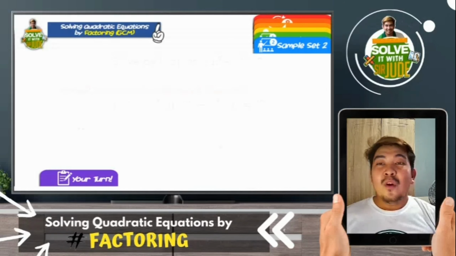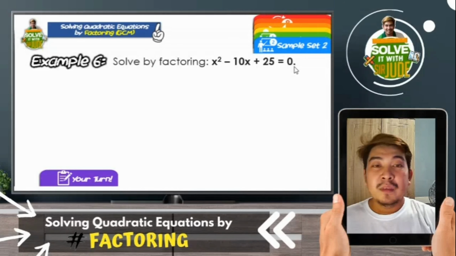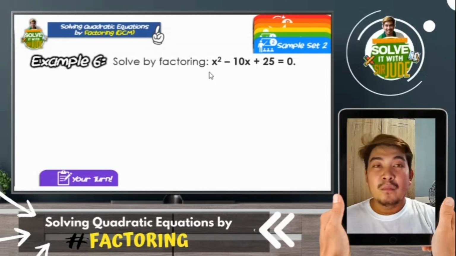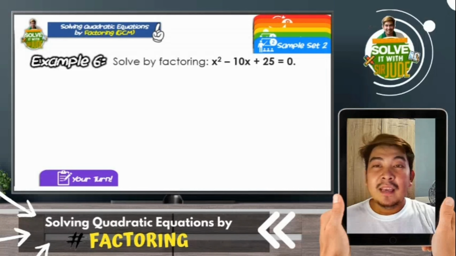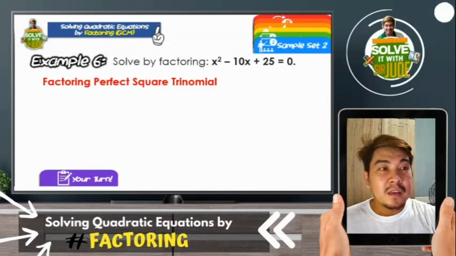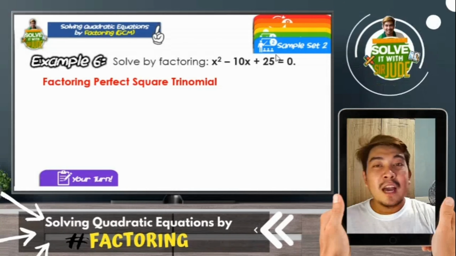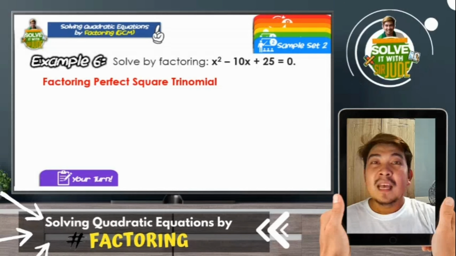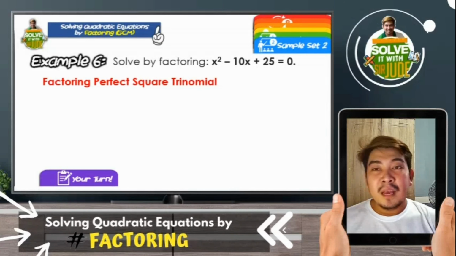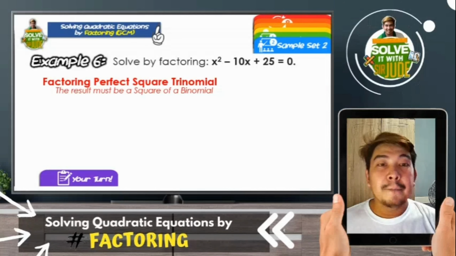So we are now on the last example given by x squared minus 10x plus 25 is equal to 0. If we notice, the equation is already written in its standard form. But we can now apply factoring perfect square trinomial here. Sir, how did it become a perfect square trinomial? When we take half of the middle coefficient and square it, and the result is the C, or the constant term, that is considered as a perfect square trinomial. So in factoring a perfect square trinomial, the result will be a square of a binomial.